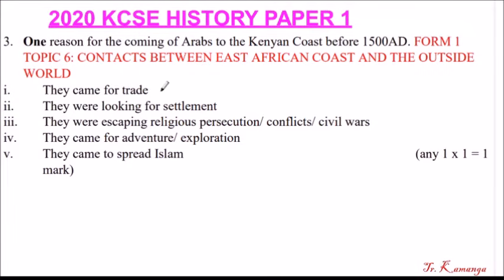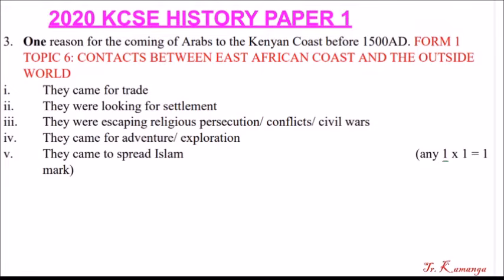So the reason why they came: for trade, that is 1. They were looking for settlement, that is 2. They were escaping religious persecutions, conflicts, or civil wars. So if you mention persecution, conflict, or civil war, you still get the mark. They came for adventure or exploration. They came to spread Islam. So you see here you are supposed to give any of these. So this is very simple, because at least if you remember one of these, we have 5. You'll be able to get the 1 mark.